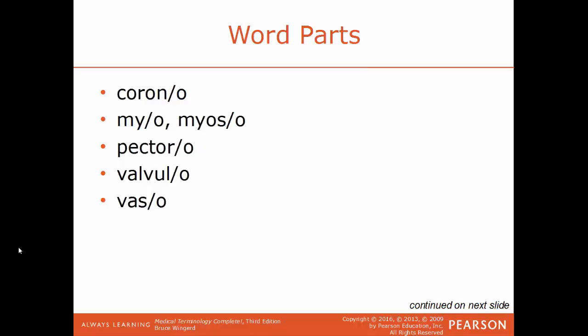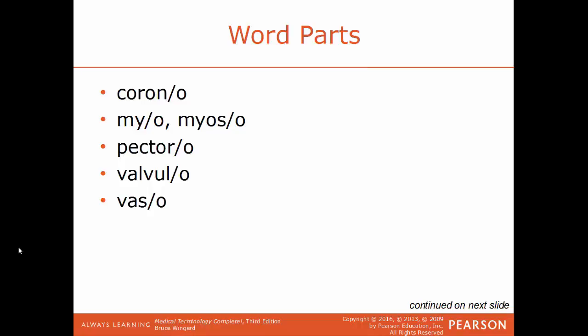The next term, corono, is a reference to a crown or a circle. And for this system, the coronary arteries are arteries that circle around the heart. So that's why they're called coronary arteries. Myo or myoso is a reference to muscle. Pectoro is a reference to the chest, such as your pectoral muscles or the main muscles of the chest.